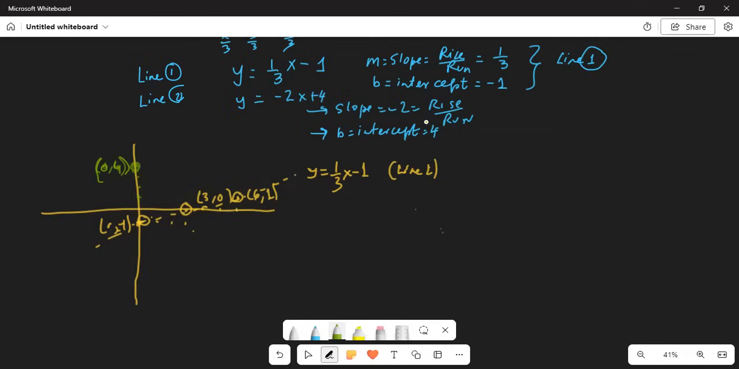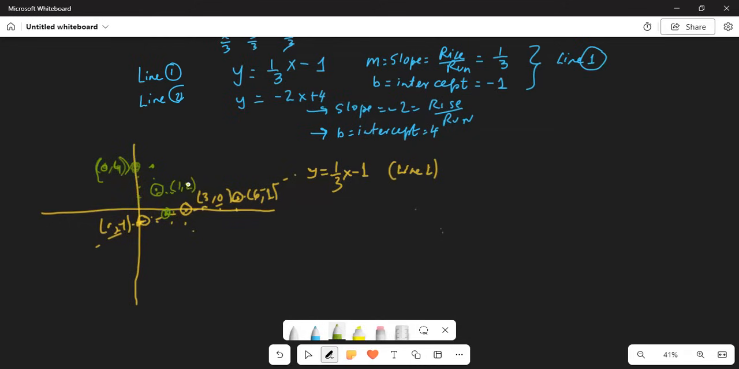Now the rise over run is -2. That means if you run 1 unit to the right, you will rise by -2, or you will drop by 2 points. This is the second point on this line, so this is (1, 2). Now you run by 1 unit to the right and you drop by 2 units vertically, so you're actually on this line. So these are the 3 points.